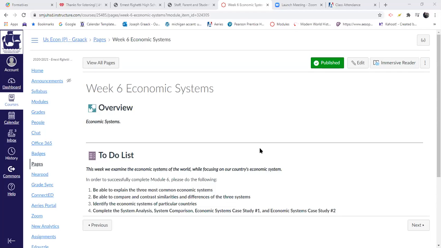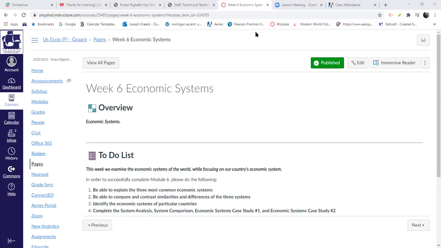Alrighty, so as I said, 2 main ideas this week. We're going to examine economic systems and what they are, and talk about how they vary, whether it is a command or centrally planned system, moving all the way to a market system, or a market system moving all the way back to a command or centrally planned system. So you need to be able to identify characteristics, similarities, and differences between all of the economic systems. We'll do a system analysis and a system comparison to practice that.